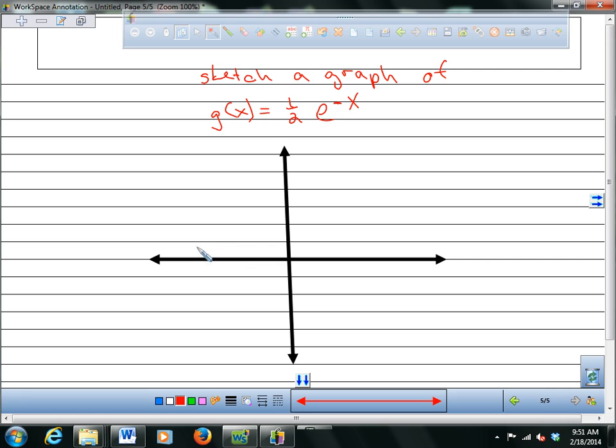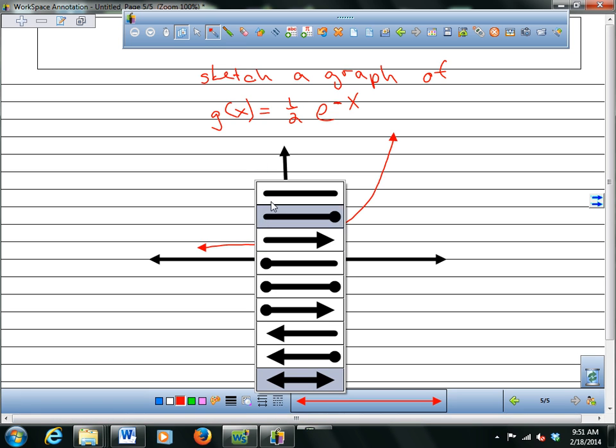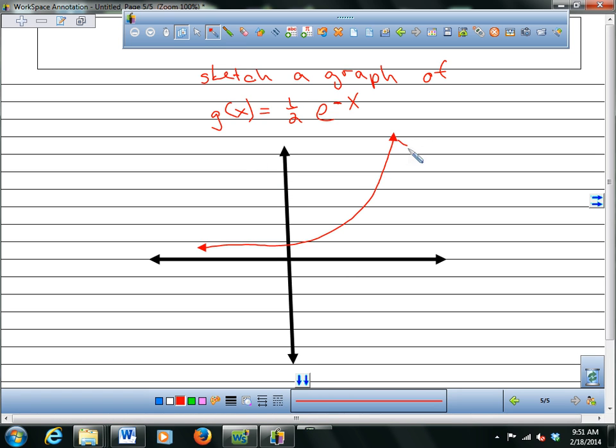So if I know that this is y equals e to the x, what's this thing going to do to it? The 1/2 in front. It's going to squish it, right? It's going to make everything lower. So instead of this being the 0.01, this would be the 0.01/2, except now it's going to come down from which direction?